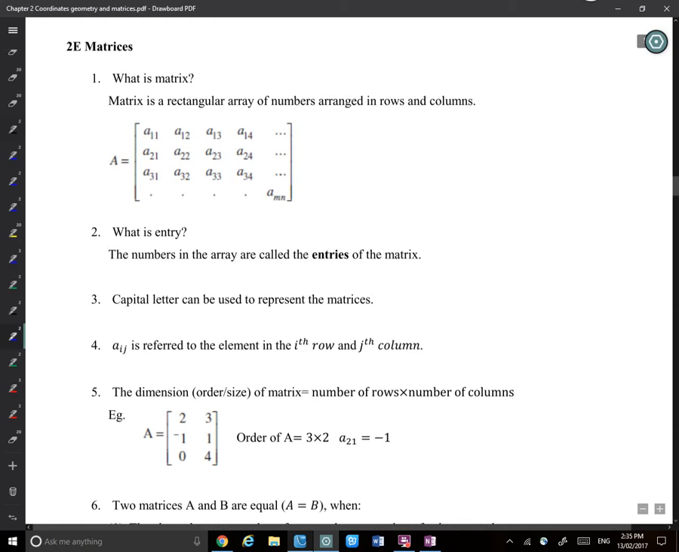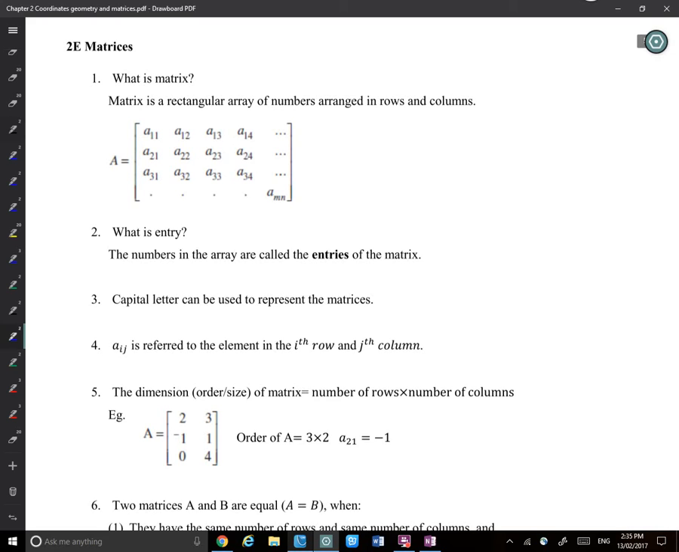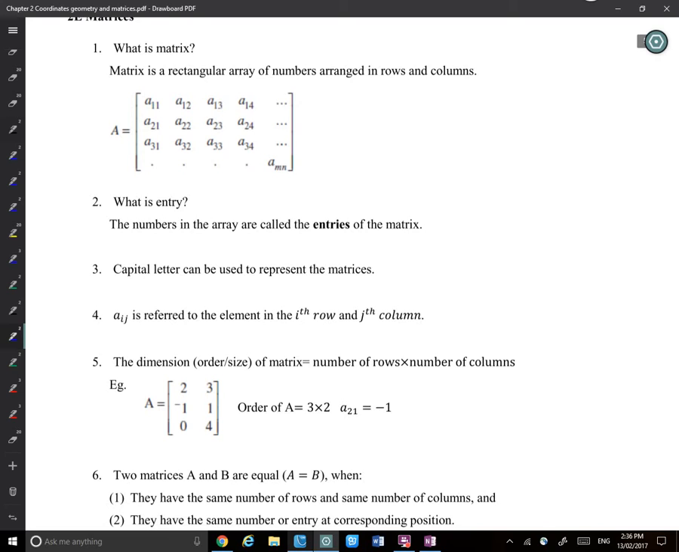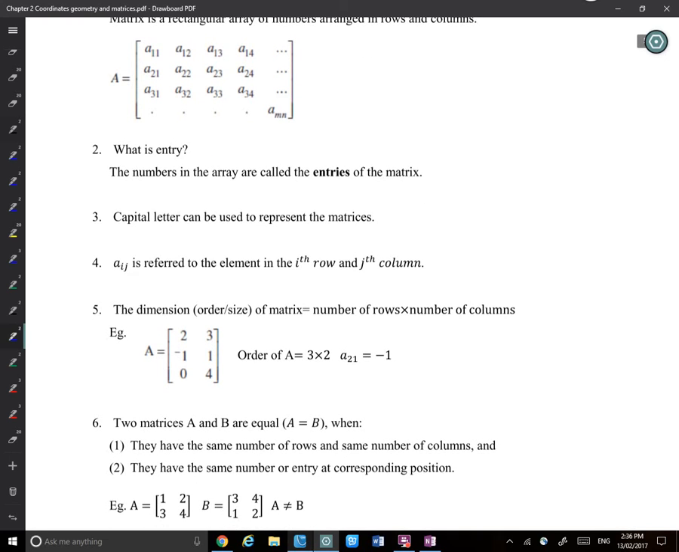So we don't need matrices too much. We only use matrices in transformation. We use matrices to do transformation. I will just generally talk about what they are and what each term means. First of all, a matrix is a rectangular array of numbers arranged in rows and columns. All the numbers inside the matrix are called entries.